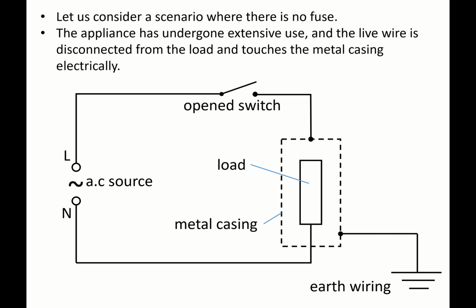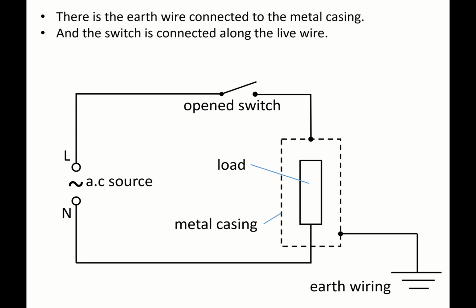Hi everyone, this video focuses on a scenario where there is no fuse in the circuit and a live wire has been electrically connected to the metal casing, which is due to an electrical fault. We also need to take note that the earth wire and the switch are both connected in the circuit in a very safe way.